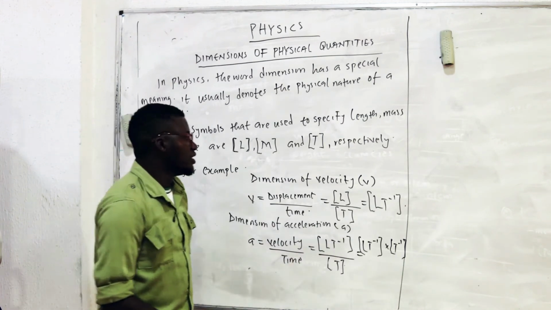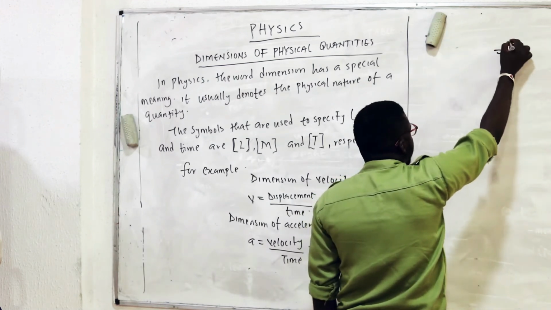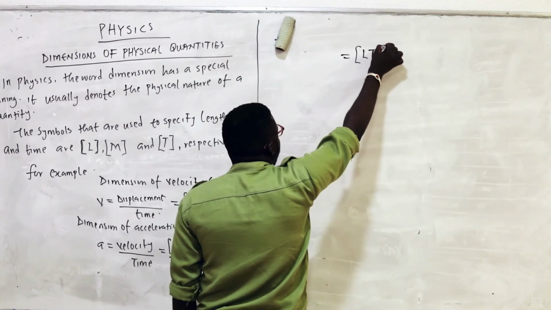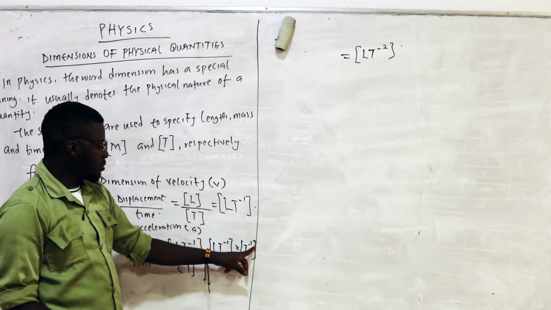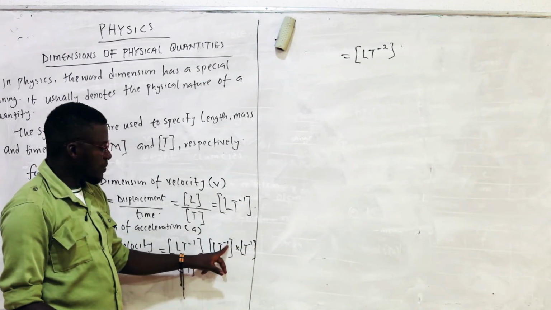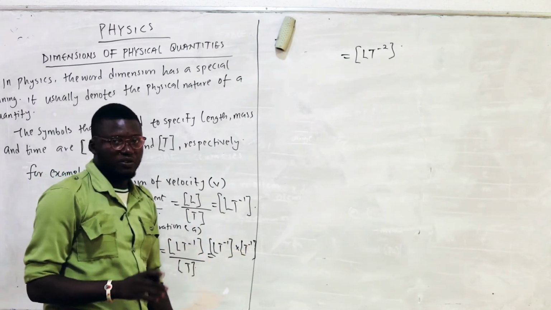So if I multiply it, according to the law of indices, I'm going to have it as LT raised to the power of minus 2. Because according to the law of indices, I have T raised to the power of minus 1 and T raised to the power of minus 1, and I'm going to add the powers. So I'll have T raised to the power of minus 1 plus minus 1, which is going to give me LT raised to the power of minus 2.